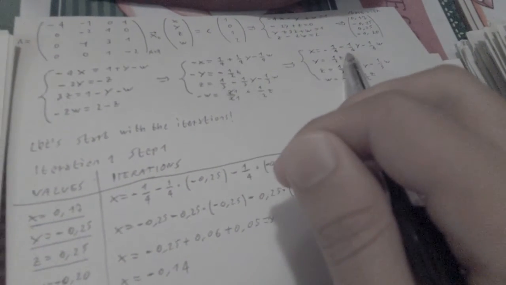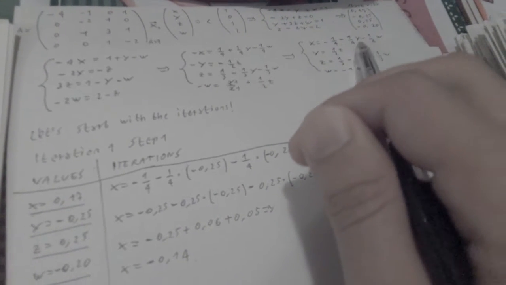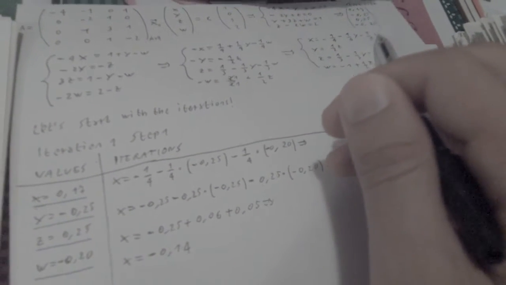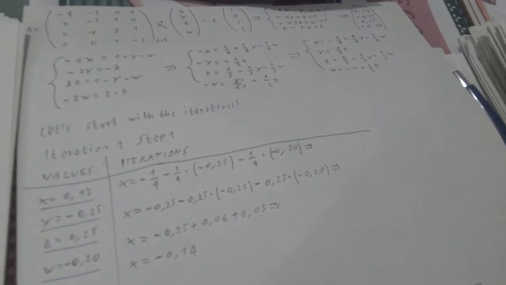Okay, iteration two, step one. We're gonna do the same thing again. I'm basically gonna get the equation, but this time, instead of substituting the old values, I'm gonna substitute the new values for y and w, the w value I've just found. We're gonna get a better precision because I've already done one iteration.